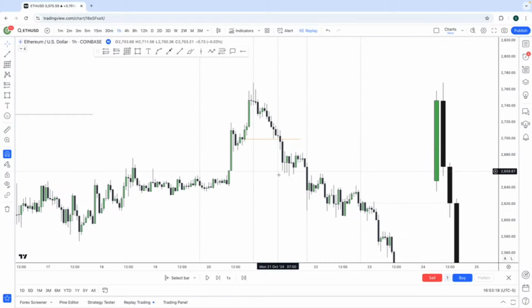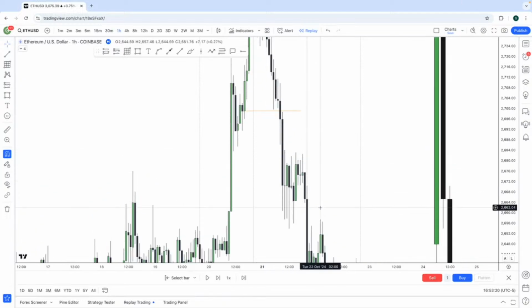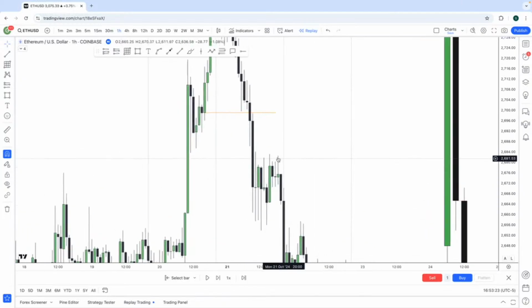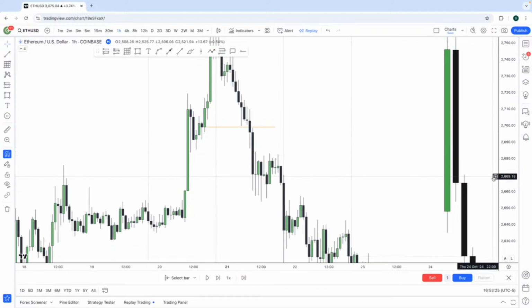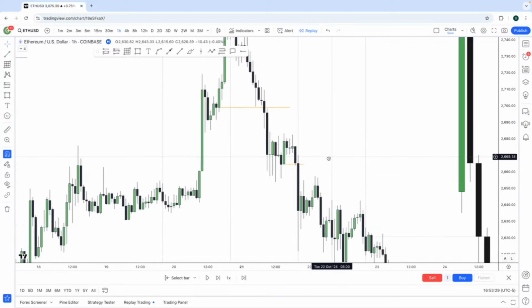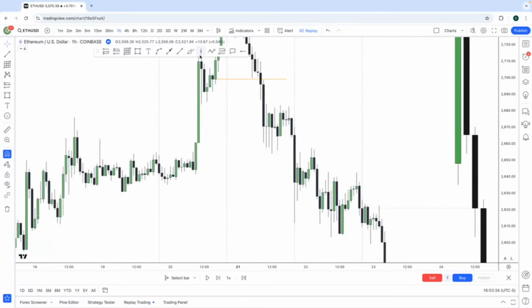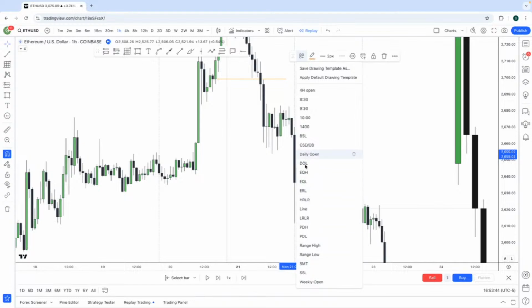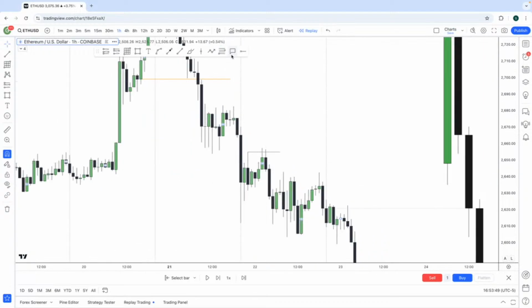And again, after expand, we consolidate. Not really anything clean here though. I guess you could say this was not bad. But you retest. We should expand again. I like this a lot more though. So again, we expand again, we consolidate, we manipulate. This is what we want to see if we're going to trade away from a consolidation. And then we get that opposing candle.